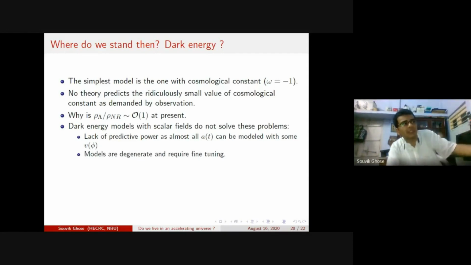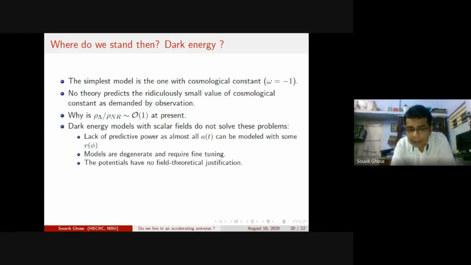There is another field like the scalar field, which is inspired from string theory, called the tachyonic field. It can be shown that whatever may be your scale factor, that can be modeled either with a scalar field or with a tachyonic field. So at least there are two models corresponding to any scale factor you come up with. Then the potentials don't have any field theoretical justification. Most of them are not renormalizable.